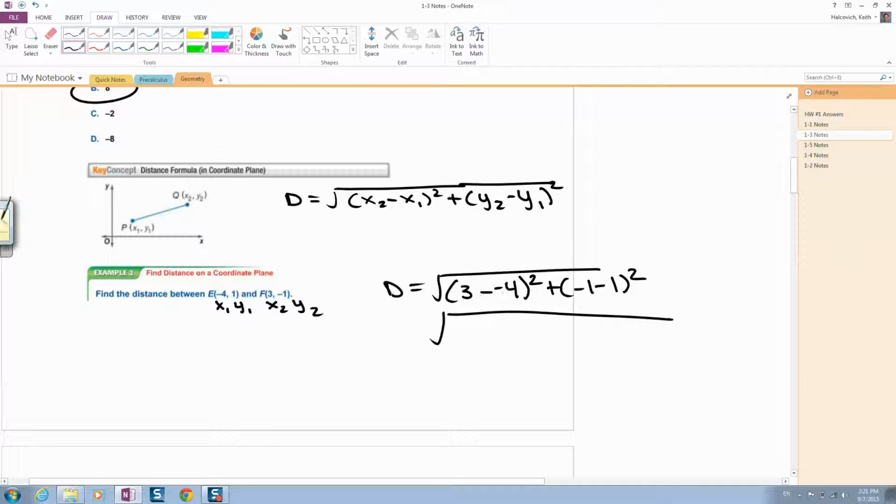So 3 minus -4 is 7 squared plus -2 squared. 7 squared is 49 plus 4. So the square root of 53 is the distance between E and F. And that's approximately 7.28 if you were asked to put that in your calculator.